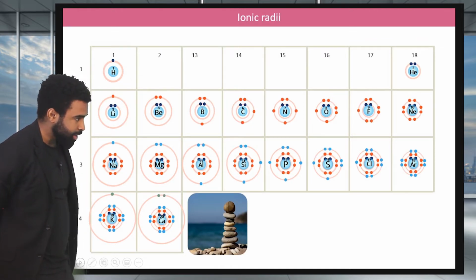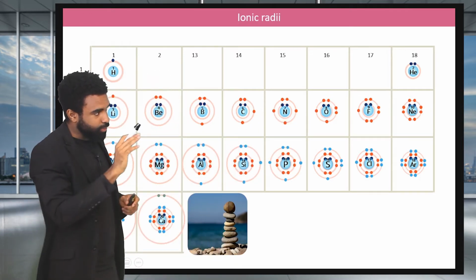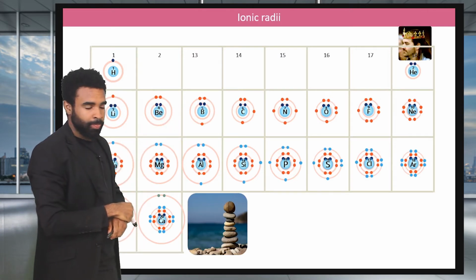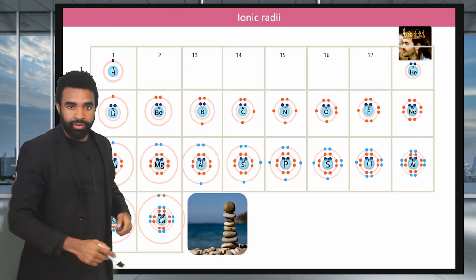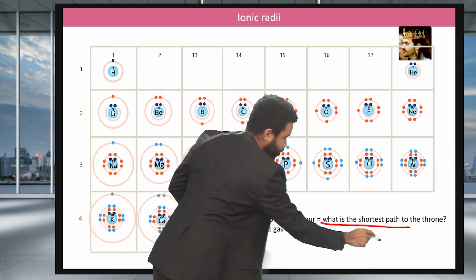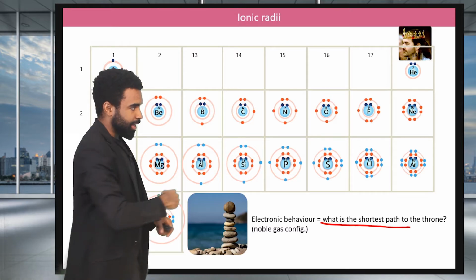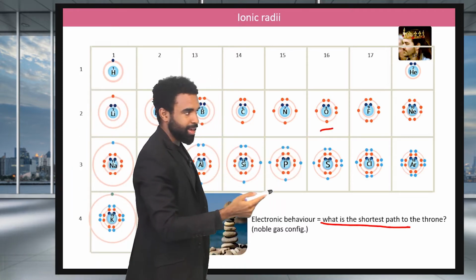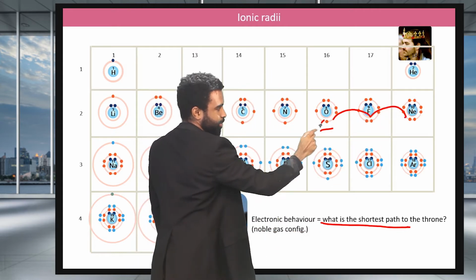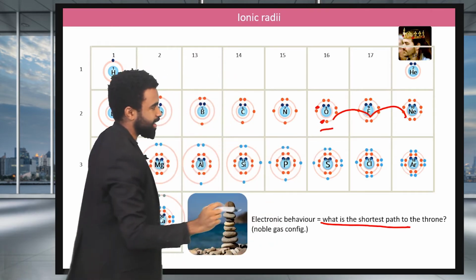We had said that many of these electronic configurations are quite unstable, and there are few, specifically the noble gases, which are particularly stable. And therefore, an element's job in life, or an element's role in life, is to figure out what is the shortest path to the throne, to looking like a noble gas. And if we take something like oxygen, what's its shortest path to the throne? It will jump two steps this way, or rather it won't jump. It will accept two electrons. And if it accepts two electrons, then it looks like neon, and it is happy, all right?